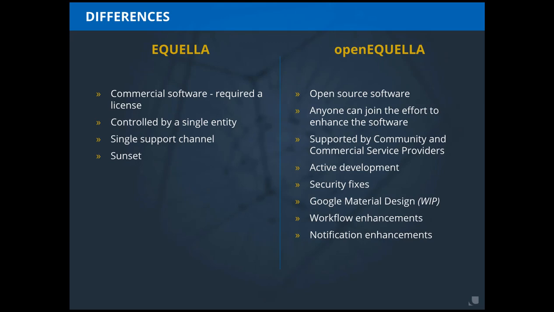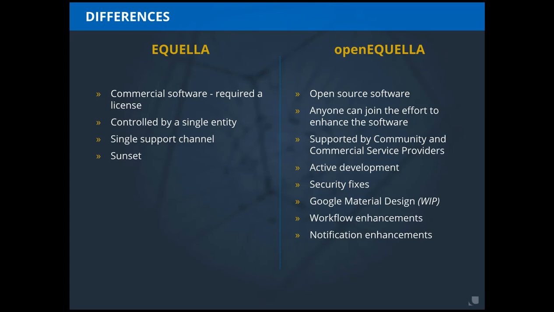So what are the differences then between EQUELLA and openEQUELLA? Well, EQUELLA is the name of the commercial software that was recently open sourced. It was open sourced last year. It required a license, and so it was effectively a cost. And that's how you got your support and enhancements, bug fixes, and those kinds of things. It was controlled by a single entity. Most recently, it was Pearson Educators. There was a single support channel, and it was sunset last year.